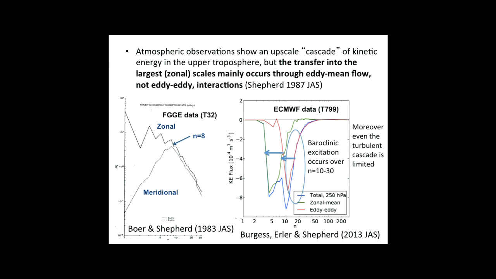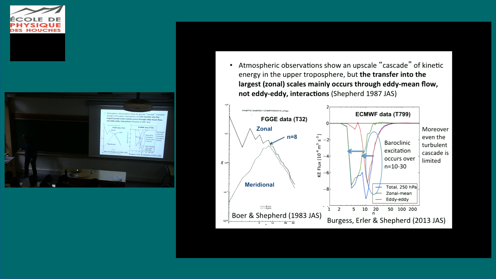Okay, so I already showed versions of this, I think, in the turbulence lecture. If you look at observations of the atmosphere, they show an upscale, you can call it a cascade, if you like, of kinetic energy in the upper troposphere. The upper troposphere is the main region because of the jet streams. That's where all this action happens. But it's sort of an interesting thing.